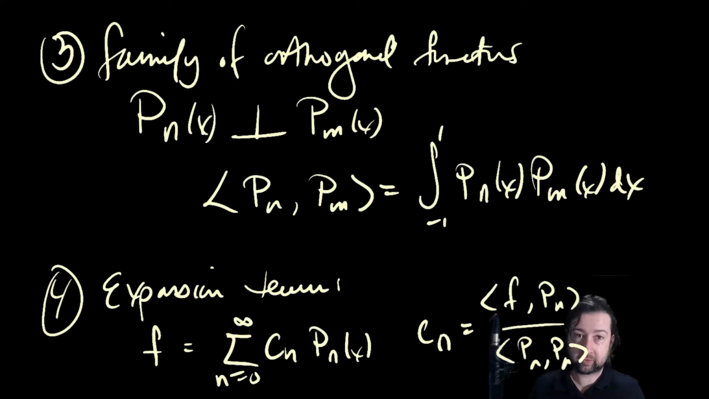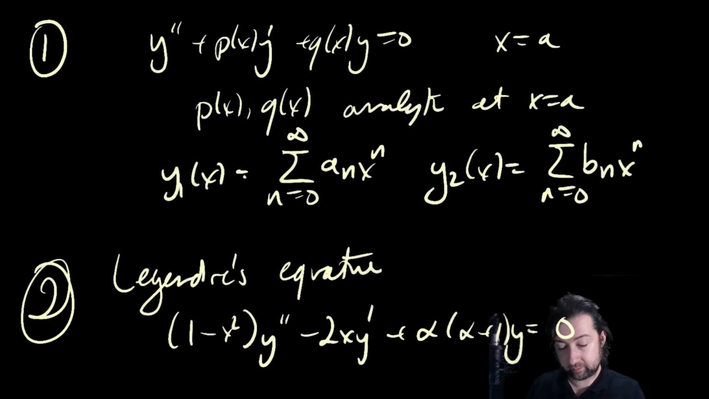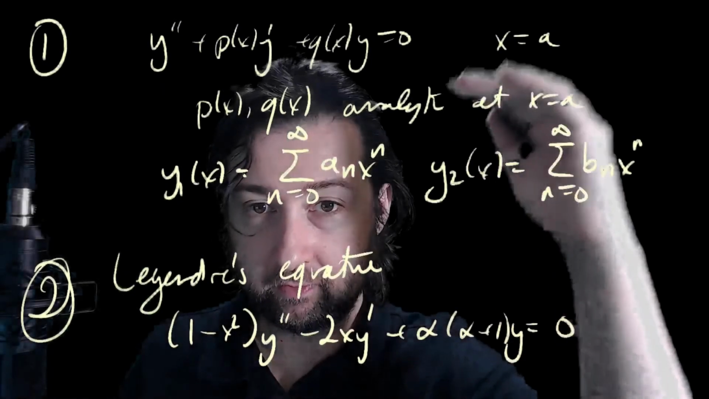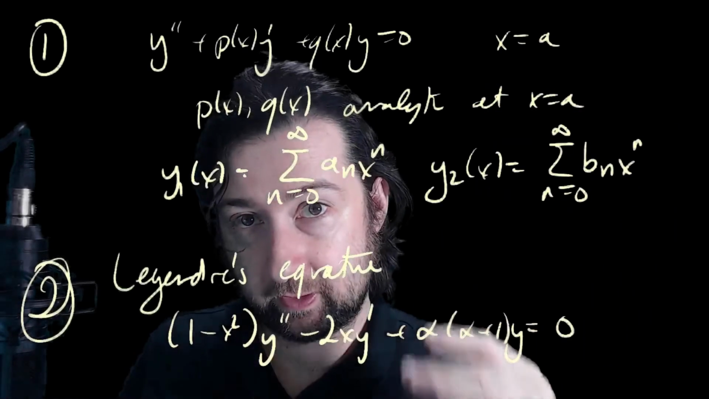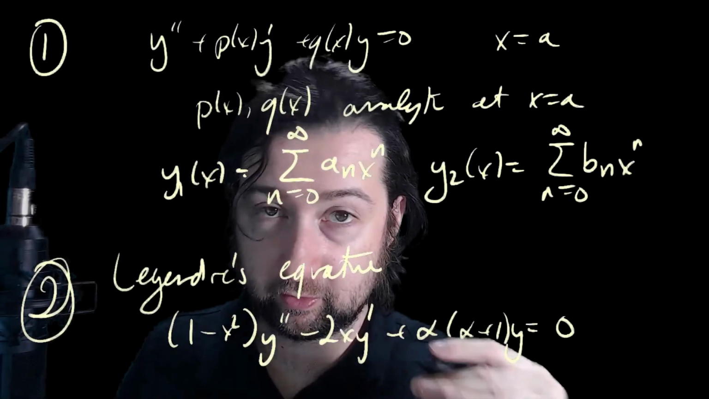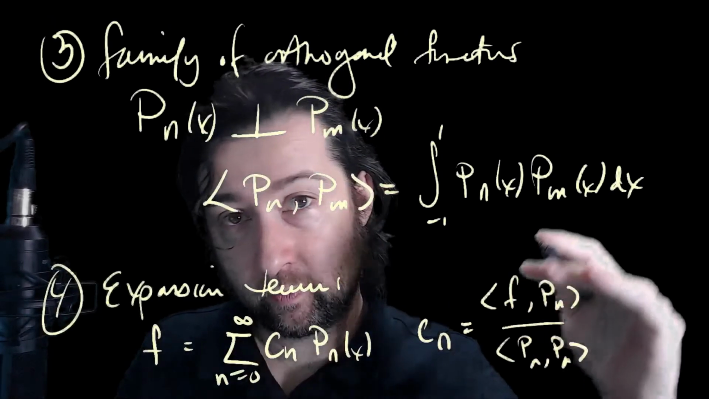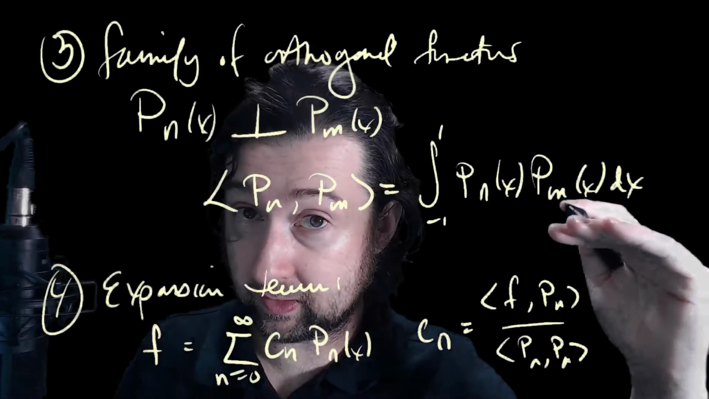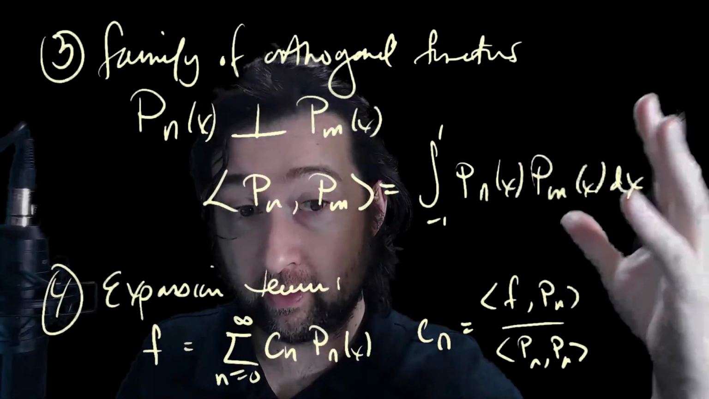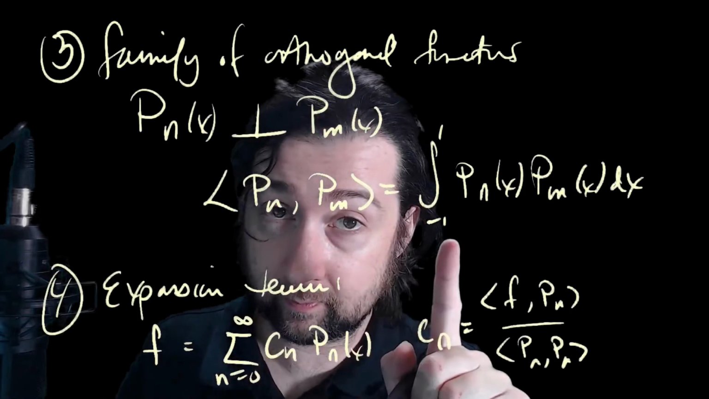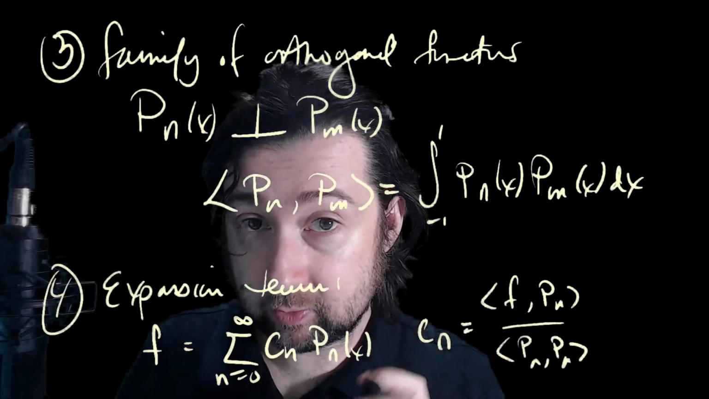So the four things we did were: we developed a method of solution, we applied it to a specific differential equation arising in physical practice, from that we had a specific set of solutions that were orthogonal with respect to an inner product, and then we got an expansion theorem.